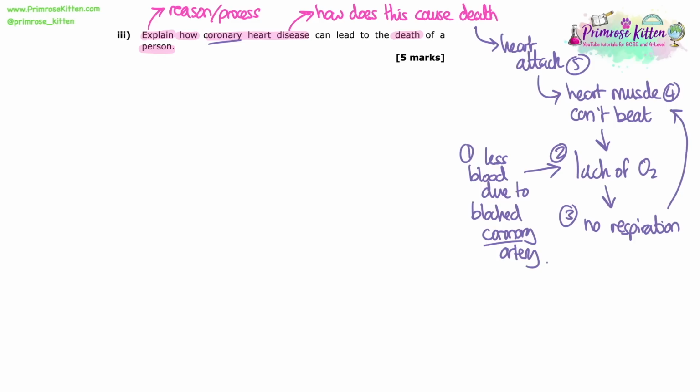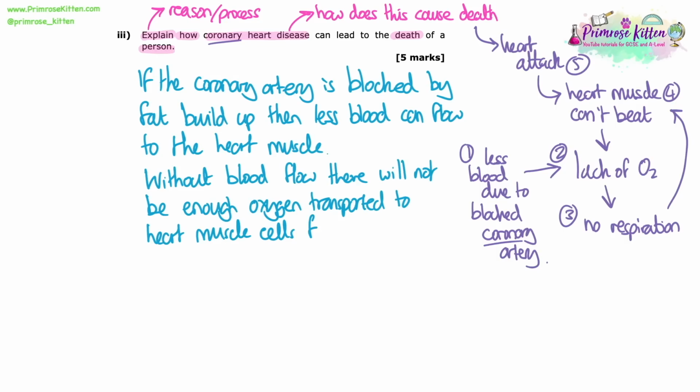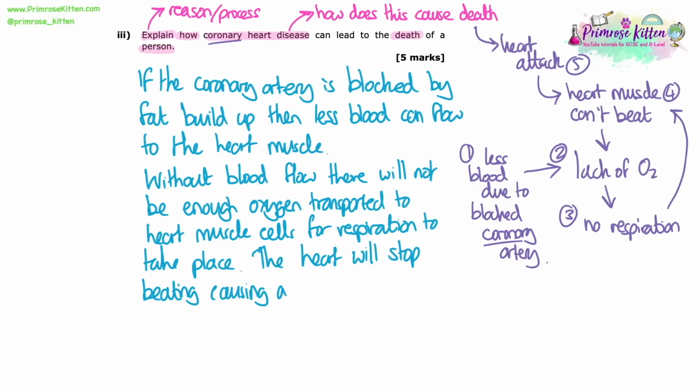So that's what we're going to literally put out in the right order to explain it in steps, making sure we use keywords like coronary artery, that the blood flow is blocked, lack of oxygen, lack of respiration, and the heart muscle can't beat. So if the coronary artery is blocked by fat buildup, then less blood can flow to the heart muscle. Without blood flow, there will be not enough oxygen transported to the heart muscle for respiration to take place. The heart will stop beating, causing a heart attack.